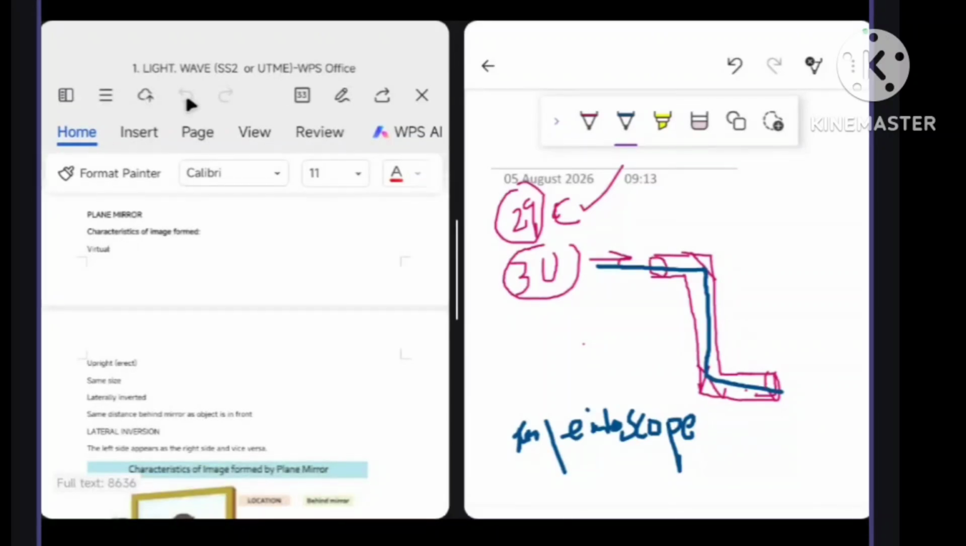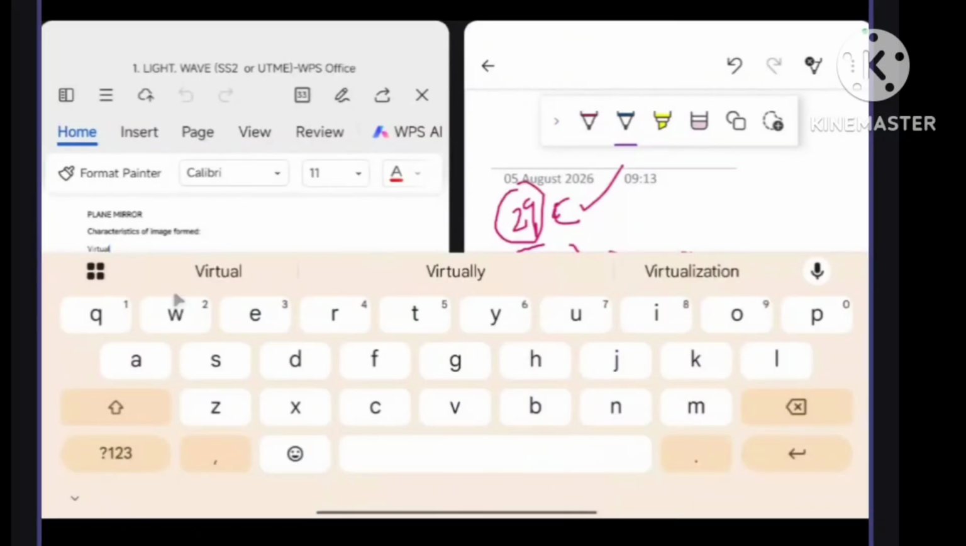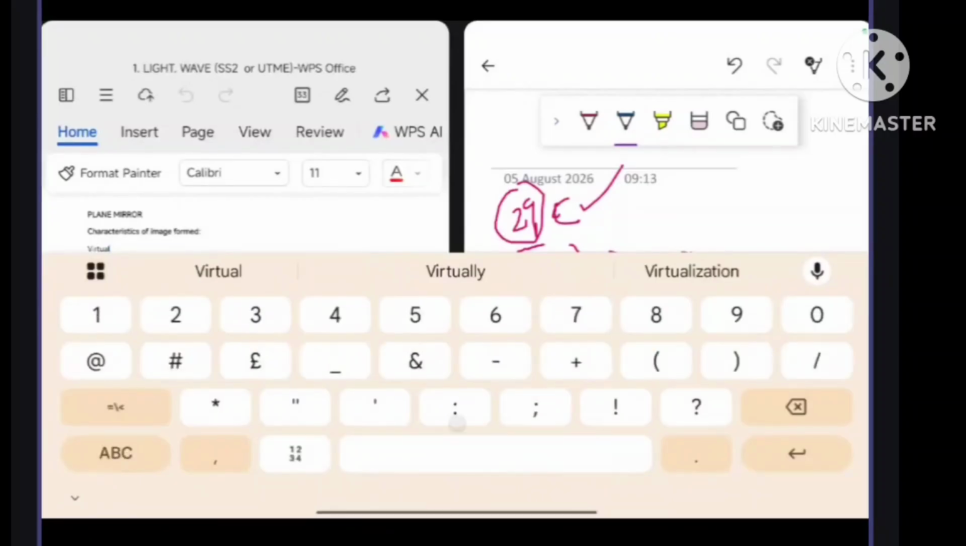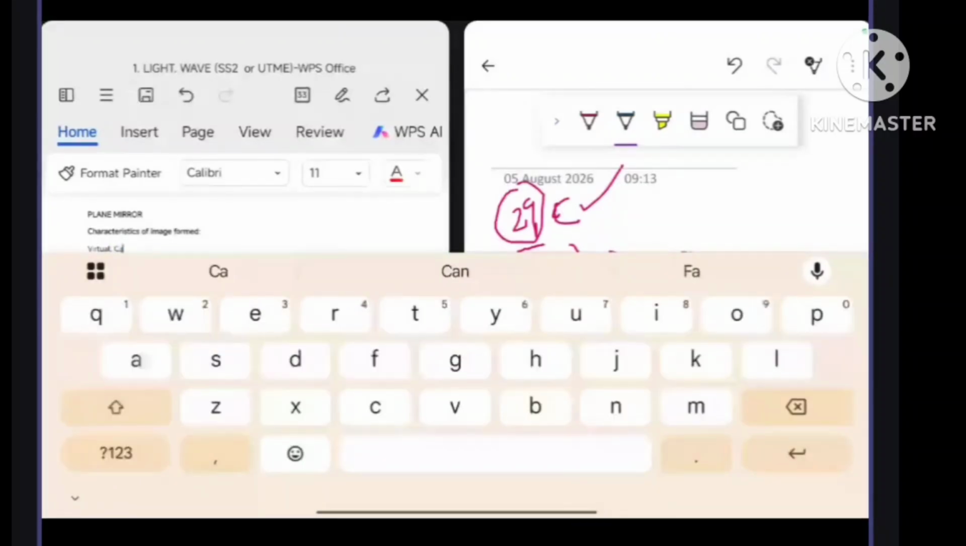It is virtual, which means it cannot be projected on a screen. I'll send this full note to you guys so that it is complete. Instead, it is reflected from behind the mirror.